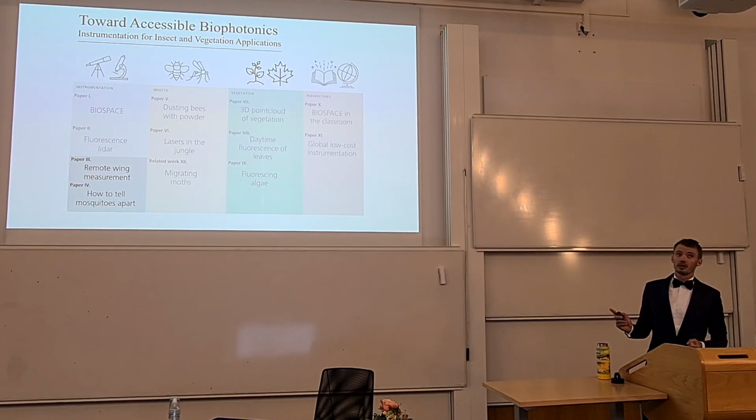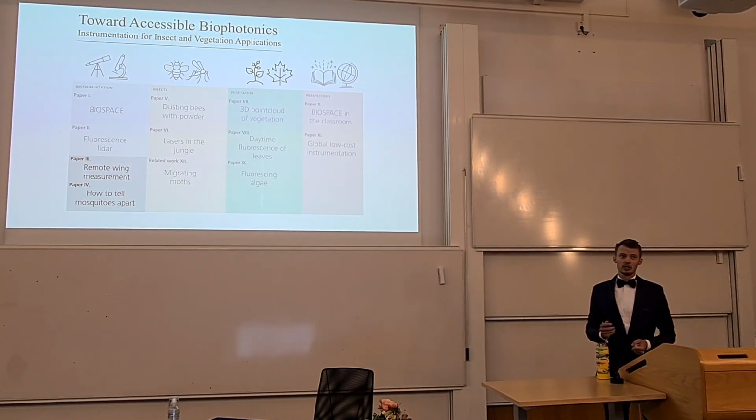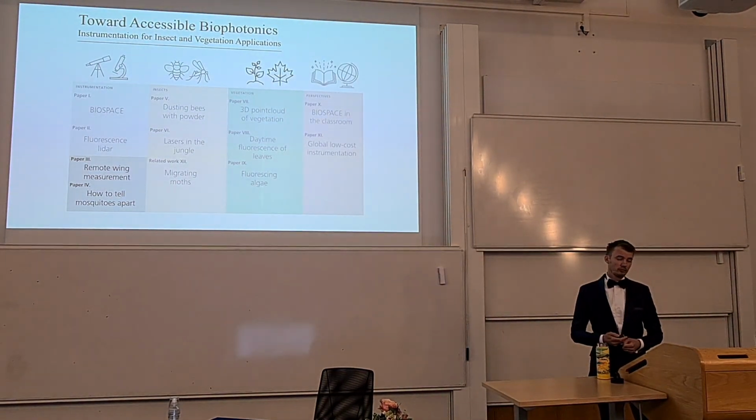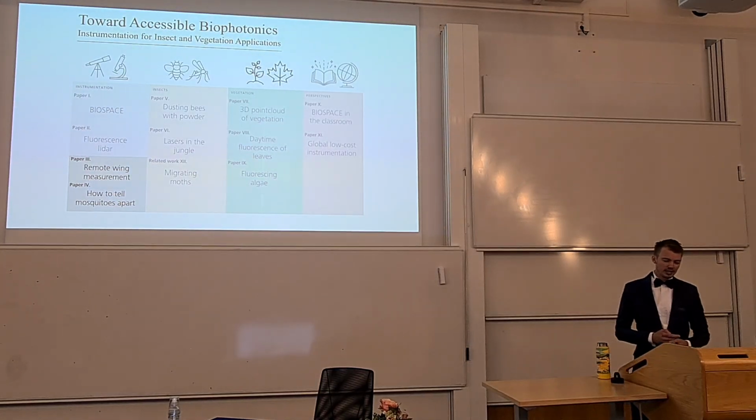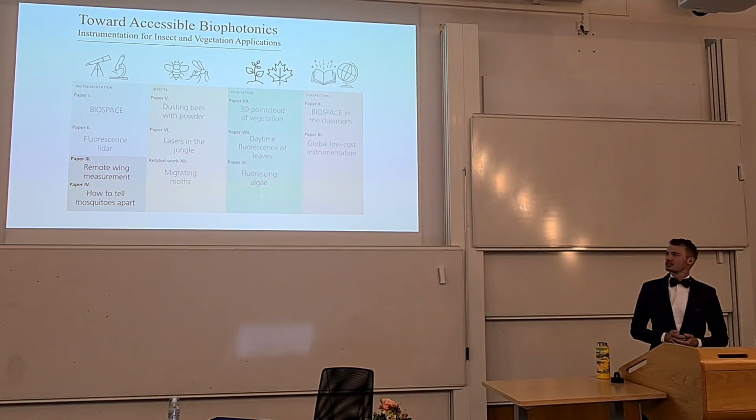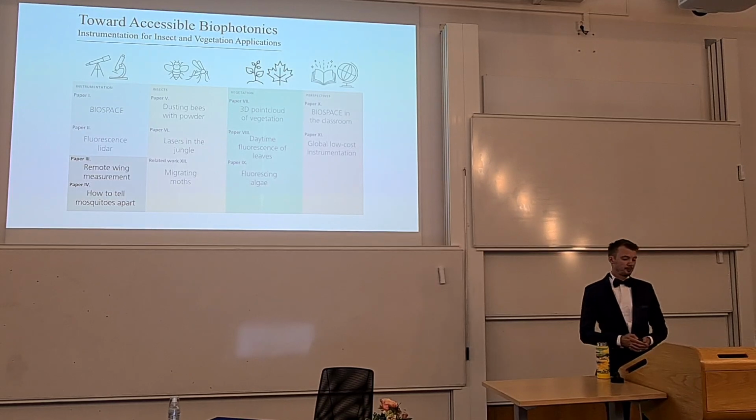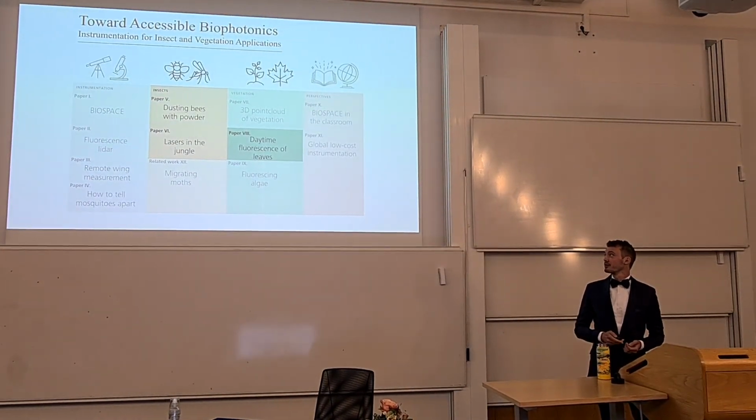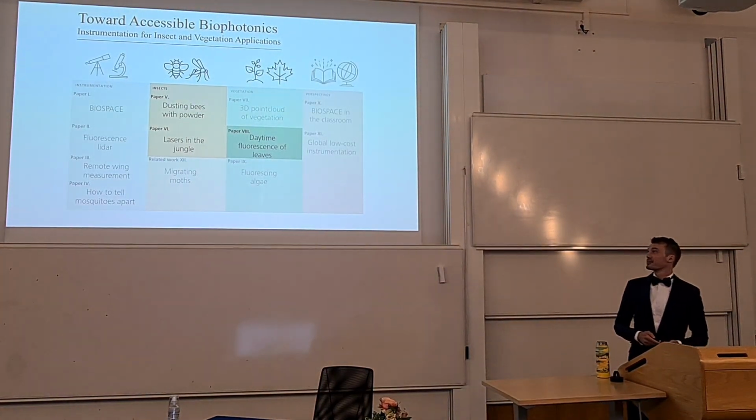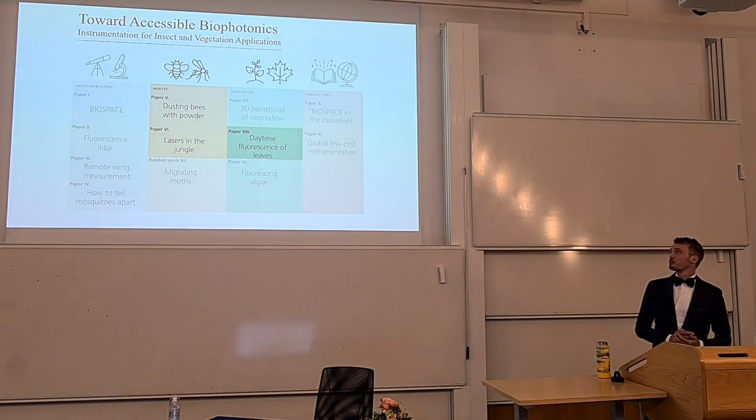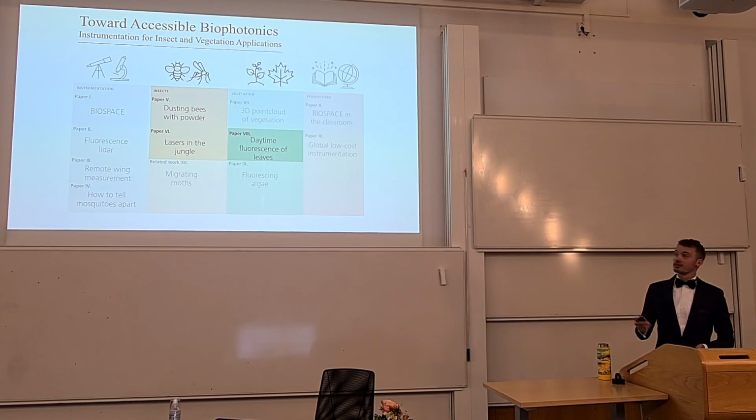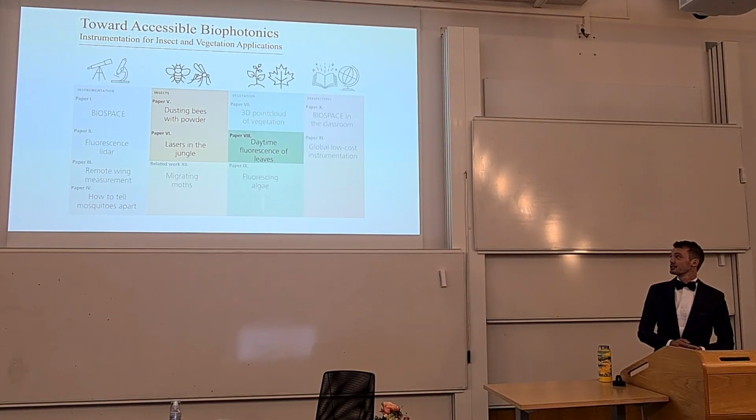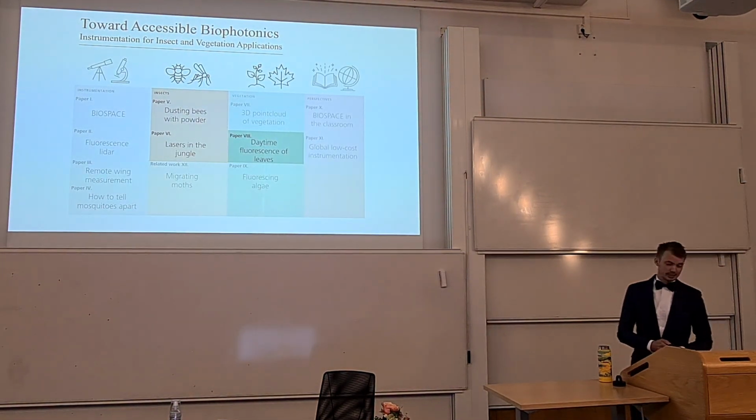I will show you remote wing measurements and how to tell mosquitoes apart in papers 3 and 4. After that, we will take the instruments to challenging conditions in Africa and look at dusting bees with fluorescent powder in paper 5. We will look at daytime fluorescence of leaves in paper 8. And finally, we conclude with the lasers in the jungle in paper 6.